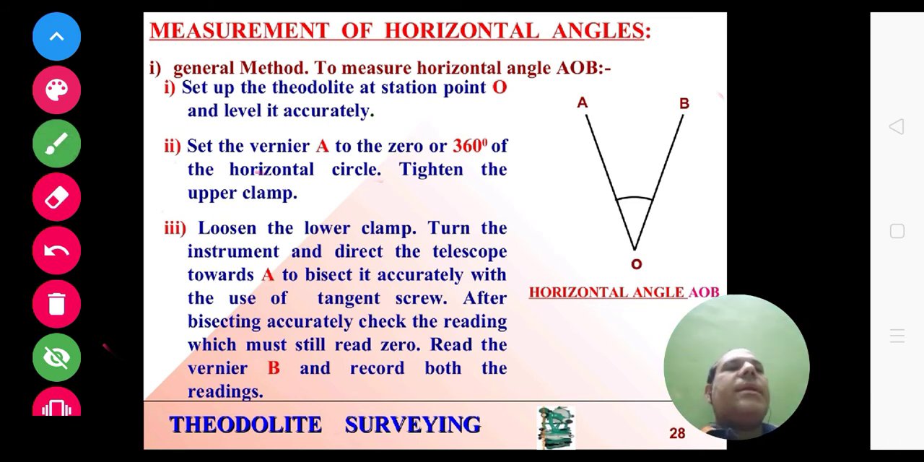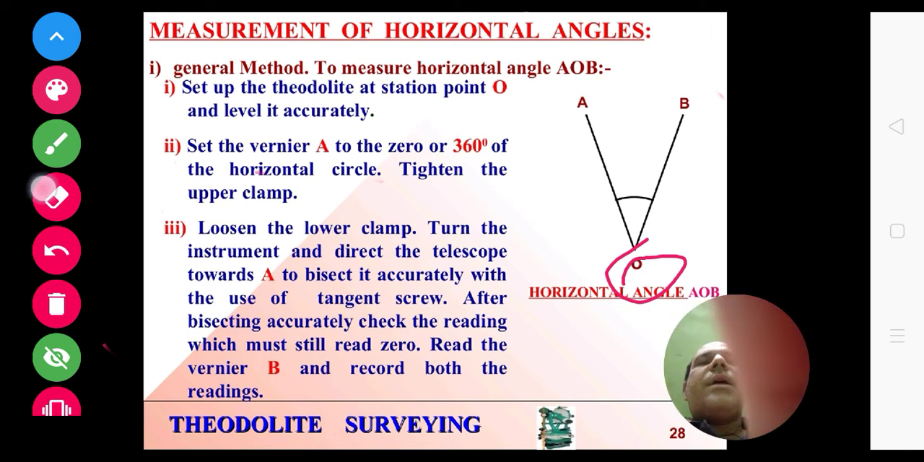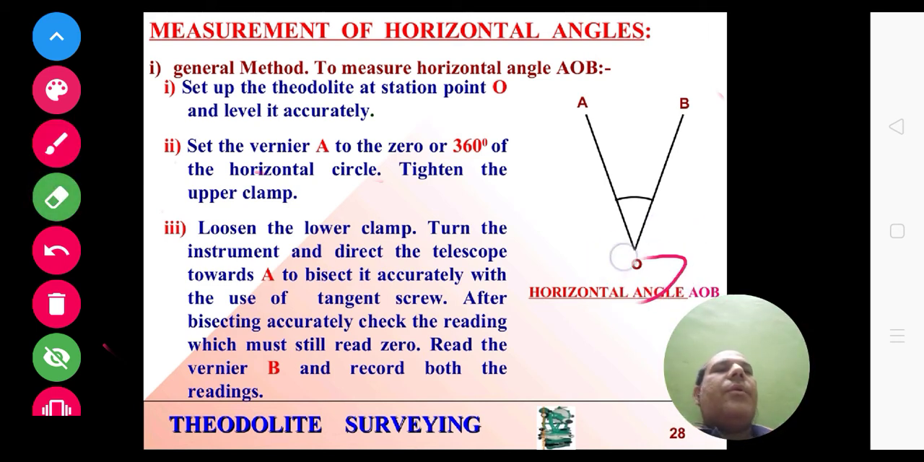The very first thing is to set up the instrument at station O and carry out all the temporary adjustments. Set vernier A to 0, that is 0 or 360 degrees, and automatically vernier B will be set to 180 degrees.